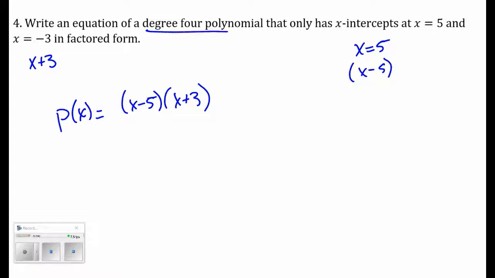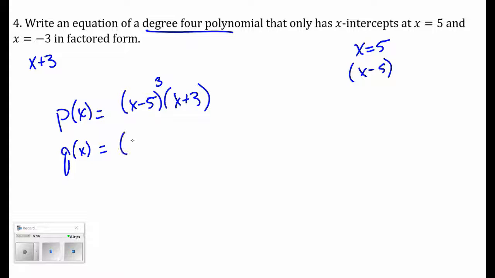But I want a degree 4 polynomial. So right now this is only a degree 2 polynomial, because if I multiplied this together, I'd get a quadratic. So you have options here. You could say, well, maybe I have three x minus 5 factors. Maybe it has a multiplicity of 3. Now I have a degree 4 polynomial.